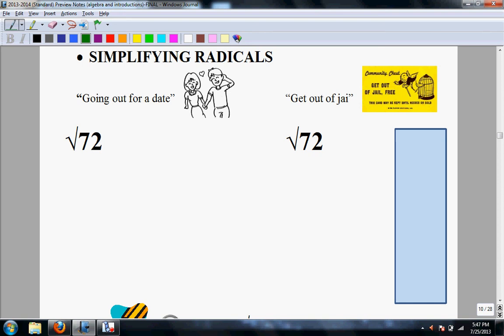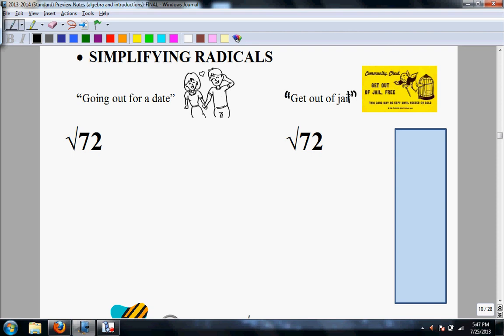I have two basic methods. I have a storyline for both. One I call going on a date. The other one, getting out of jail. That's jail, not J or jai. Add that L. You'll get used to my typos. Okay, going out on a date.